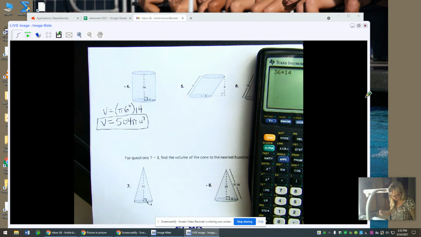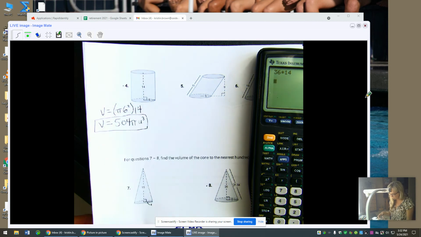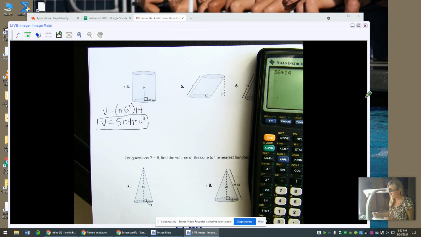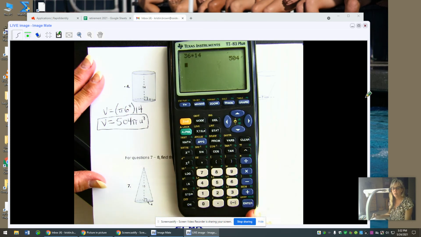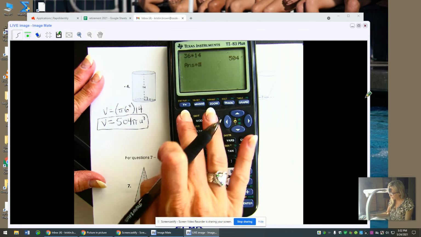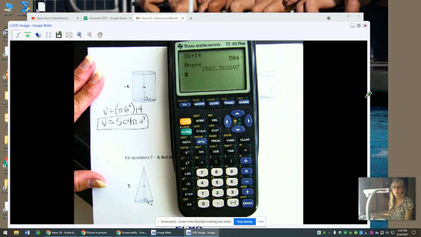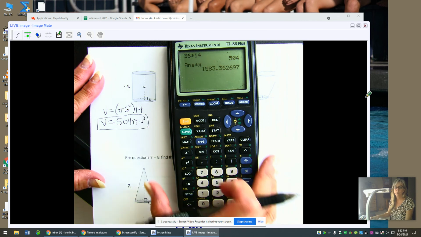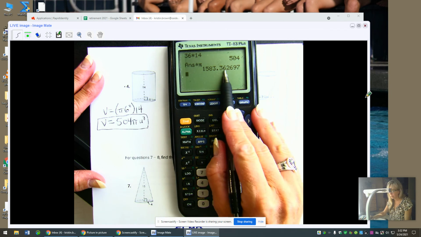If Apex, I think the worksheet actually is asking us to round to the hundredths. I'm peeking back. Yeah, it says round to the hundredths. So we'll go ahead and put this 504 times pi, and we get this big old number, 1,583 and a bunch of decimals. The hundredths is right there.